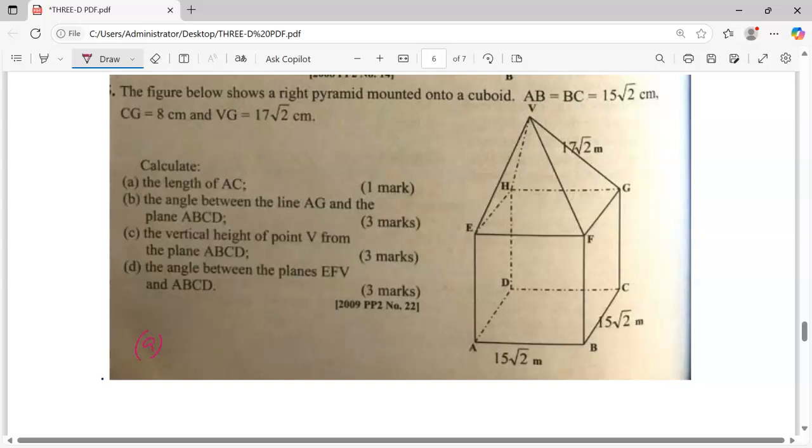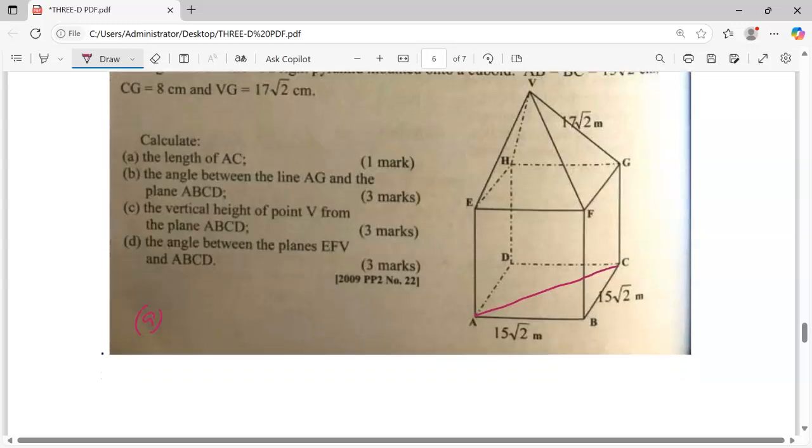If you look, AC is the diagonal of ABCD, which is a square. And remember, AB and BC intersect at 90 degrees. And for us to find AC, we are going to use the triangle ABC. Remember, AB is 15 root 2. BC is also 15 root of 2.